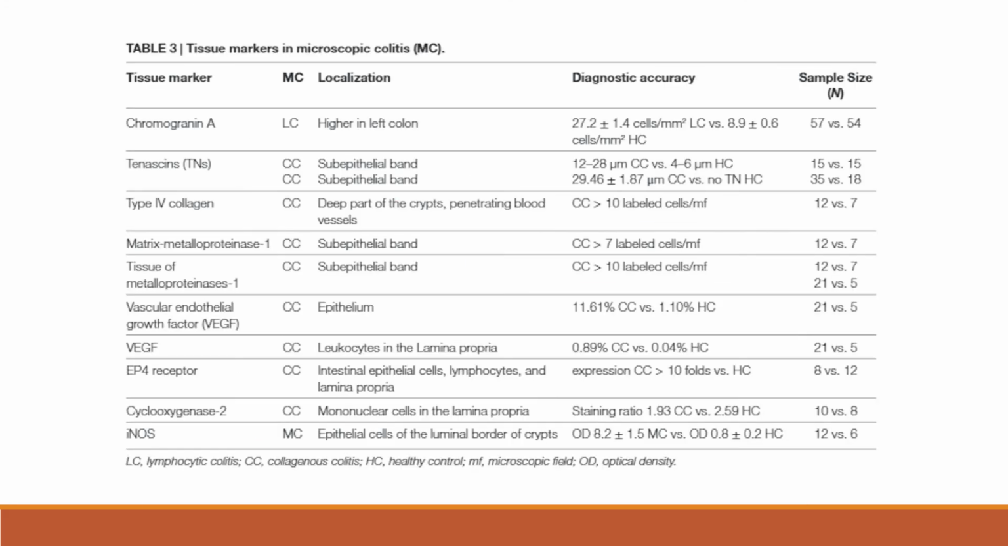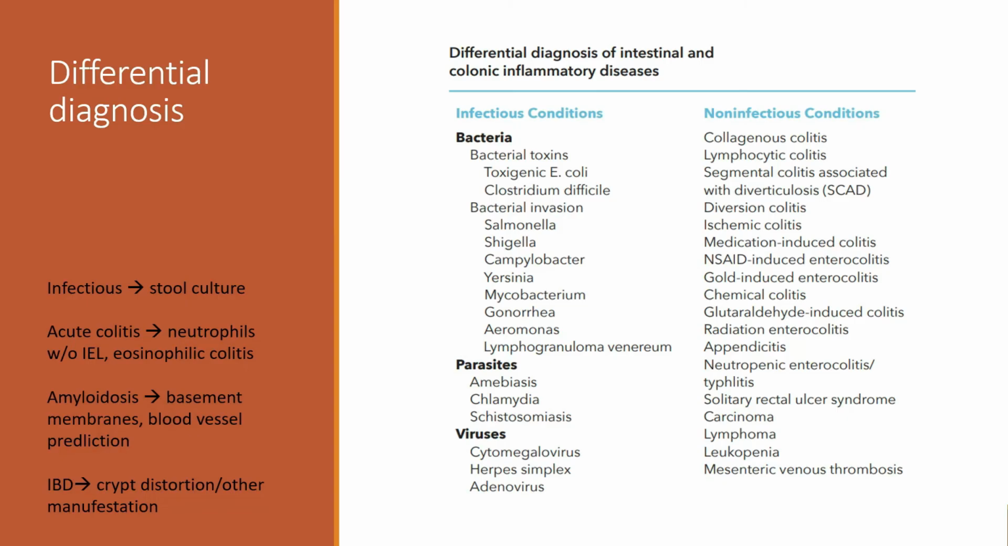After the fecal markers and tissue markers, what's new? For the differential diagnosis, we have to make sure that infection is ruled out. That's very important. Then you have to rule out any acute colitis. Generally, neutrophils are present in acute colitis with minimal or no intraepithelial lymphocytosis. That's how you differentiate acute colitis versus chronic colitis, like microscopic colitis.